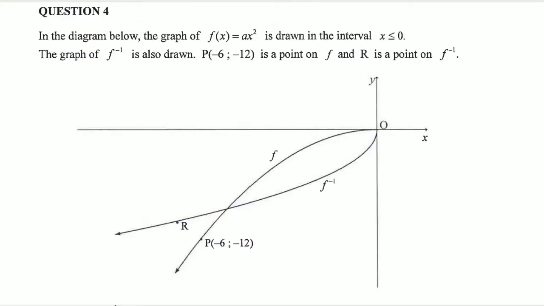Question 4. In the diagram below, the graph of f of x is equal to ax squared is drawn in the interval x less than or equal to 0. The graph of f inverse is also drawn, and points P and R are on the graphs. Let's begin with the first graph, f of x is equal to ax squared. And this is the graph, f of x.